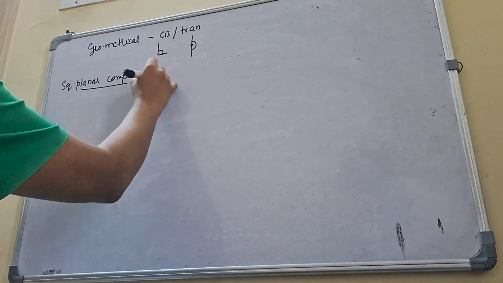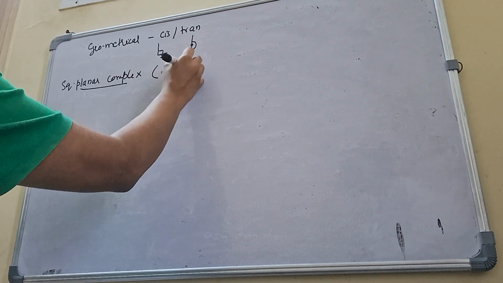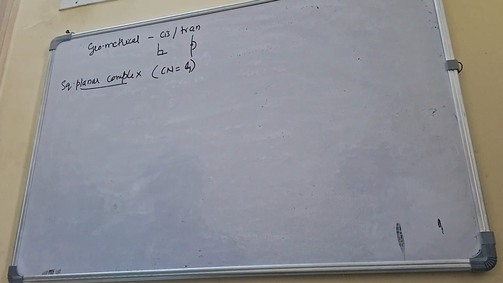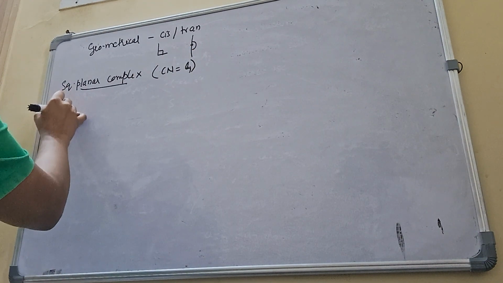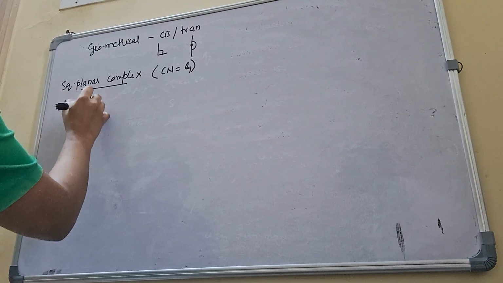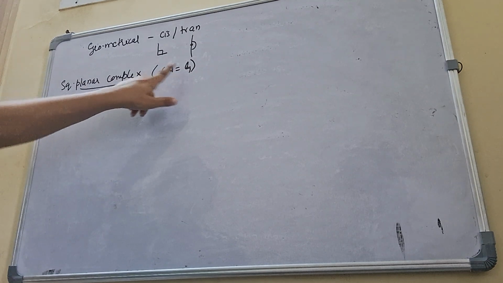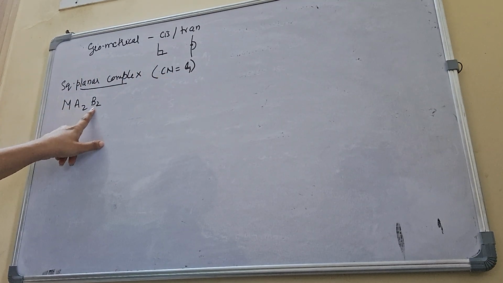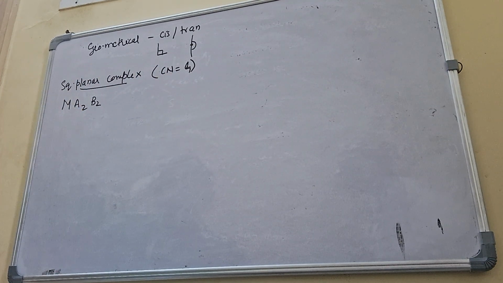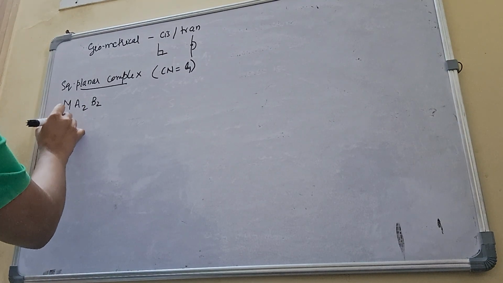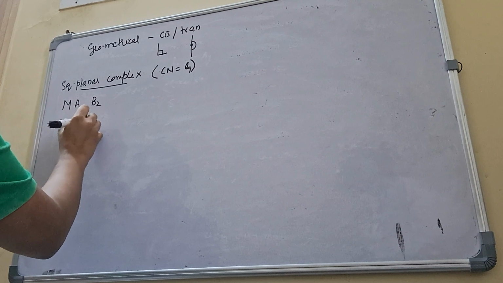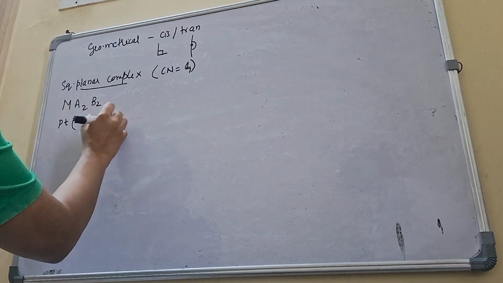Square planar means what will be the coordination number? Coordination number will be 4. All right, so if you are having this type, Ma2B2, what is the meaning of that? M is the metal atom. Coordination number 4 means totally there are 4 ligands, but of 2 different types: 2 ligands of A type, 2 ligands of B type. For example, Pt, NH3 twice and Cl2.